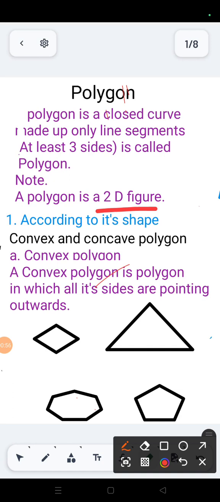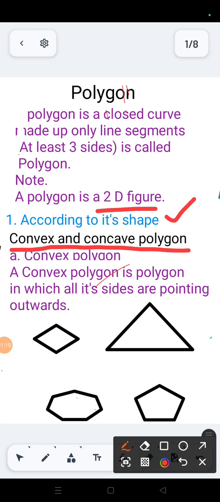Now next, types of polygon. Polygon can be classified according to different criteria. First of all, according to its shape, it can be classified as convex and concave polygon. So what is convex polygon? Convex polygon is a polygon in which all its sides are pointing outward.